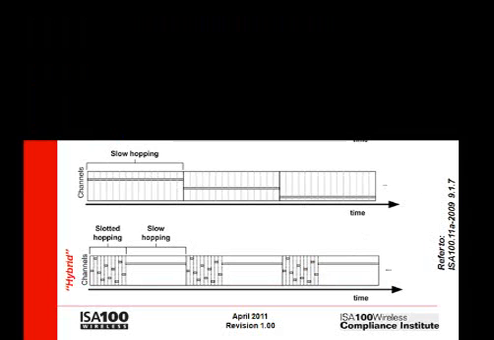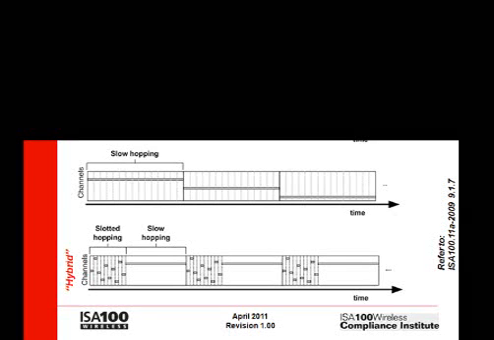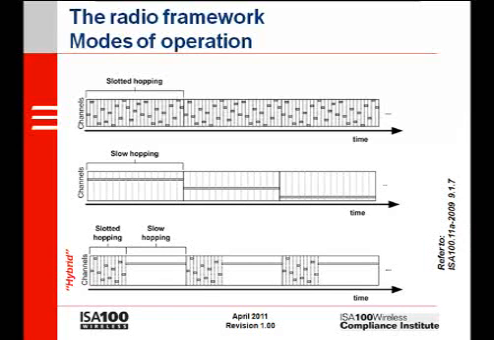So, having established that channel hopping is useful, what's the best way to channel hop? ISA100 supports two styles of channel hopping, called slotted hopping and slow hopping, in the standard. In slotted hopping, each transmission is in a different time slot, and each time slot is on a different frequency. That is shown as very short gray dots in the top diagram. Slotted hopping is similar to Bluetooth. Like Bluetooth, slotted hopping requires that nodes maintain really good time synchronization.